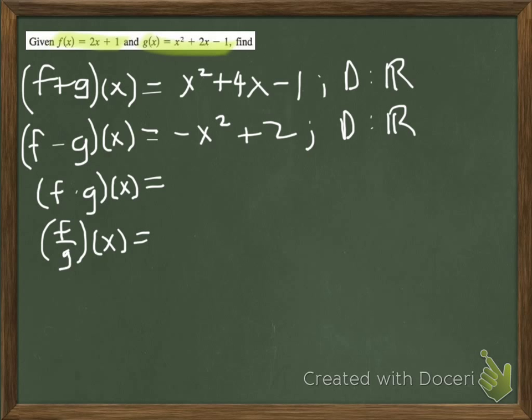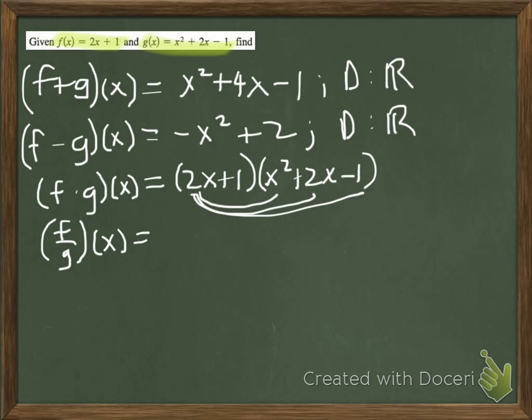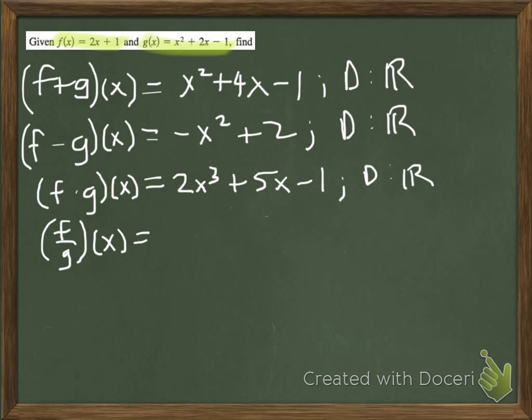f times g of x, so we have 2x plus 1 times x squared plus 2x minus 1. You need to FOIL this out, so you need to distribute 2x to each term, and then you need to distribute 1 to every term, and then combine like terms. So go ahead and do that and simplify. We end up with 2x to the third plus 5x minus 1, with a domain again of all real numbers.